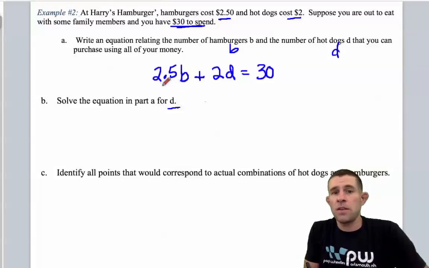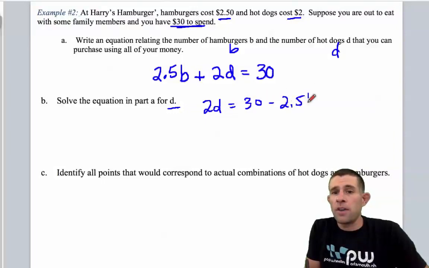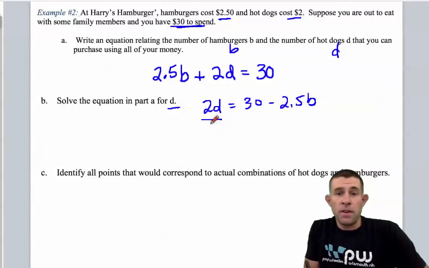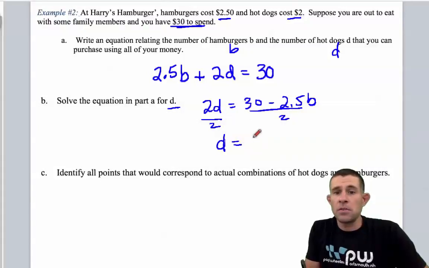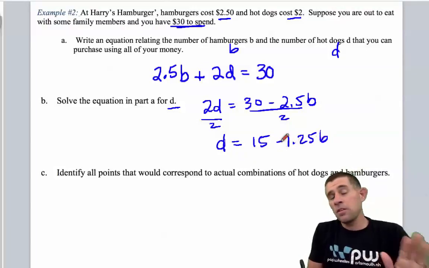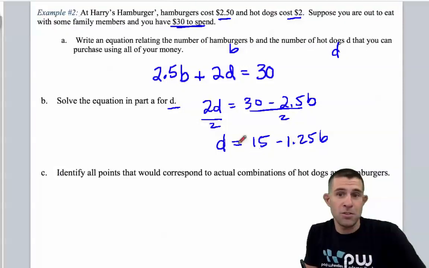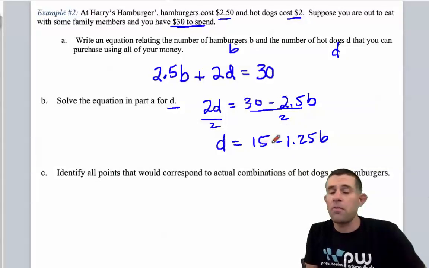So we're going to start by subtracting 2.5b from both sides. We'll end up with 2d is equal to 30 minus 2.5b. Now we need to divide 2 off of both sides, and when we do that, we have d equals 15 minus 1.25b. So this could look familiar to you. It should look familiar to you. This is now written in y equals mx plus b, or slope-intercept form.